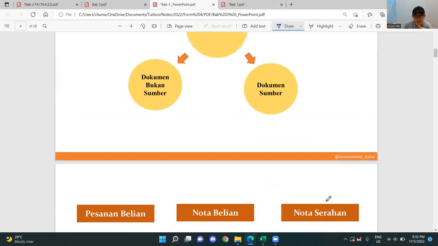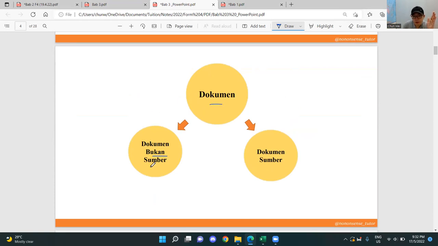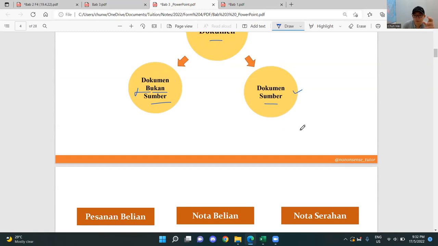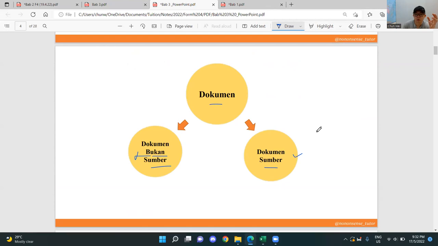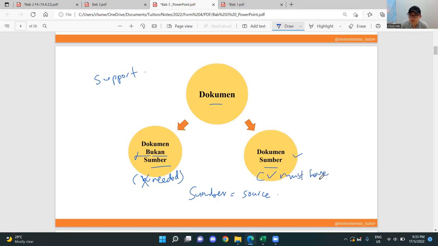All right, so before that, you know that there is a document bukan sumber and document sumber. Document bukan sumber is not too important, but document sumber is more important here. Document sumber ialah document yang, I would say, do I have a definition for it? Not really. So you know what is sumber? Sumber means source. So there are some documents which will support, or I would say are needed. So this is not needed in the business, to support your daily urus niaga. But for document sumber, you must have it to support your daily urus niaga, daily transaction.